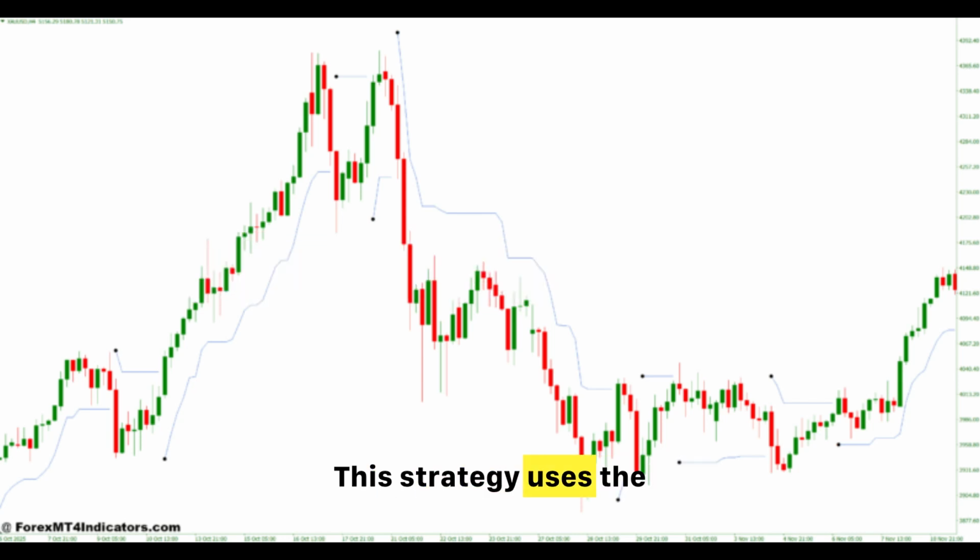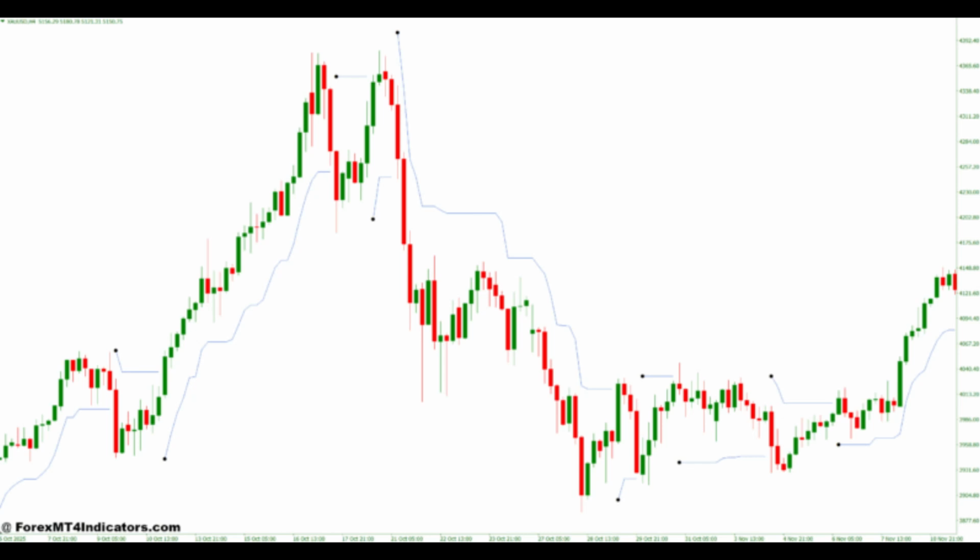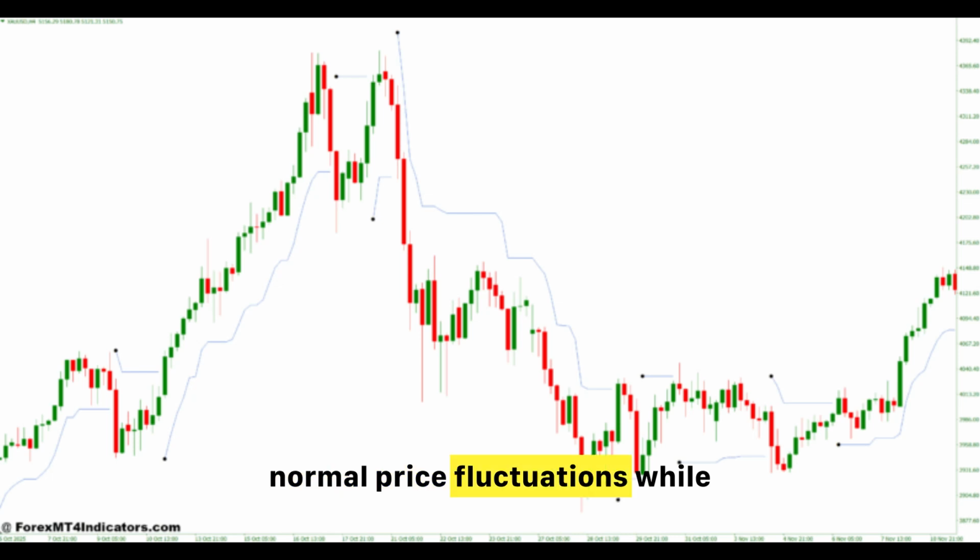This strategy uses the average true range, or ATR, to calculate dynamic stop loss levels that adjust automatically to market conditions. When volatility increases, the stop loss becomes wider. When the market is calm, the stop loss becomes tighter. This helps traders avoid getting stopped out by normal price fluctuations while still controlling risk.